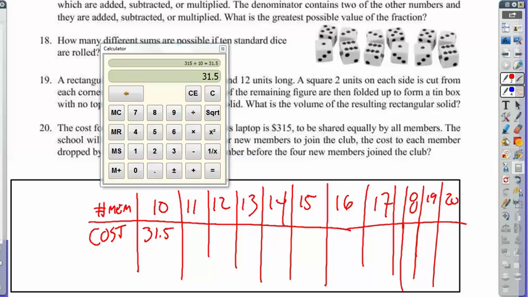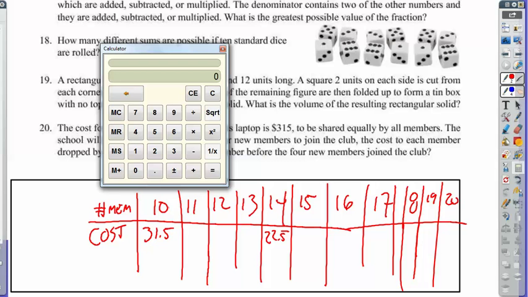So if I added 4 new members, I would have 14, right? So 315 divided by 14 is 22.5. Has it gone down $5? No, it's gone down more than just $5. It's gone down $9. So I know that's not right. So I know it's going to be substantially more than 10 members going to 14.